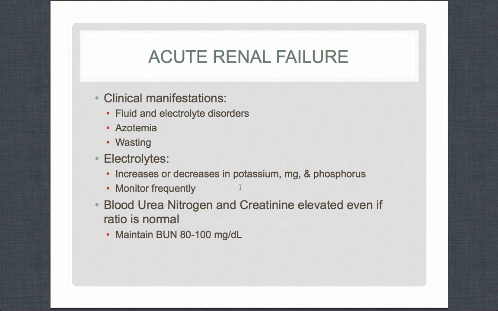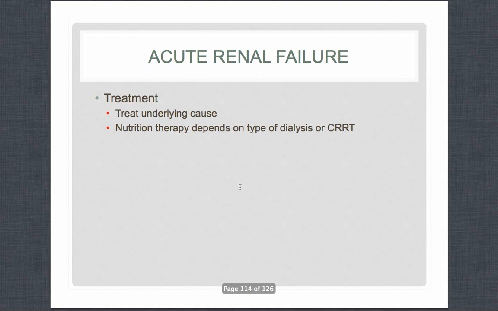So clinical manifestations of acute renal failure, again, fluid and electrolyte disorders, the uremia or azotemia, muscle wasting, certainly electrolyte abnormalities, increases or decreases in potassium, magnesium, and phosphorus. They just have to be monitored frequently. And blood urea nitrogen and creatinine can be elevated even if their ratio is normal. Then there is some guidance on where to maintain blood urea nitrogen. Again, this is a little beyond the scope of this course.